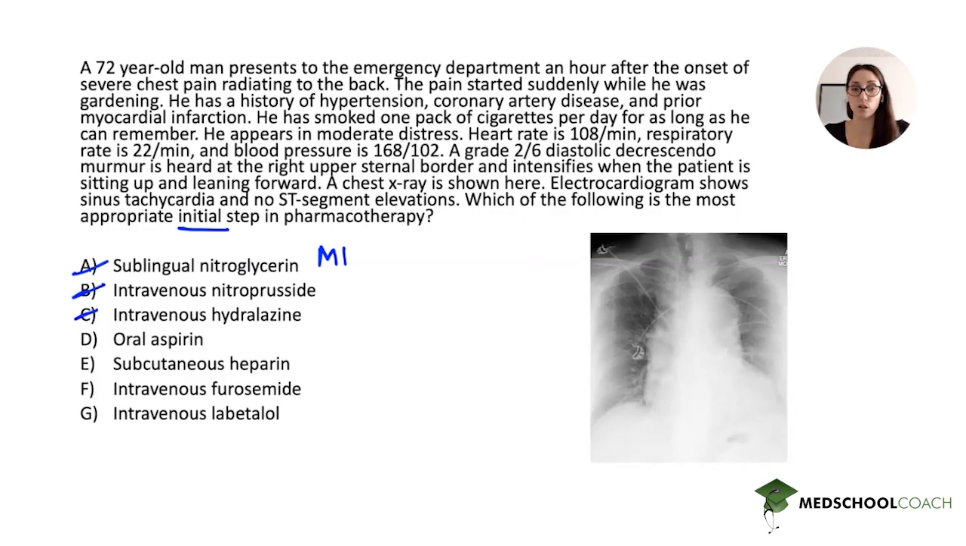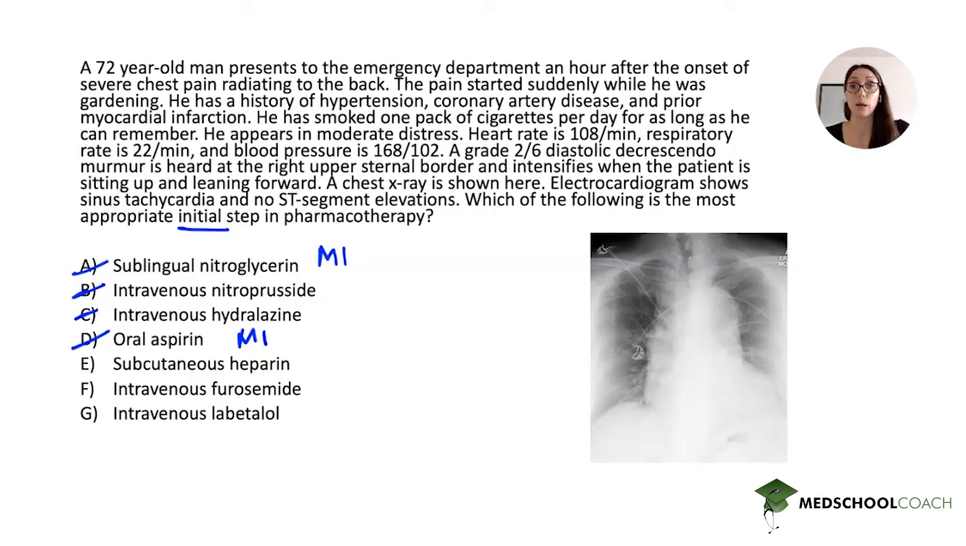Oral aspirin would have also been helpful in the setting of MI. And this question was really trying to trick you into thinking this might have been MI because he had a history of prior MI, and this was acute onset chest pain. But if you knew enough about the constellation of findings, you knew that this was aortic dissection instead. Subcutaneous heparin, also not part of the management of aortic dissection. This was kind of here as a red herring.